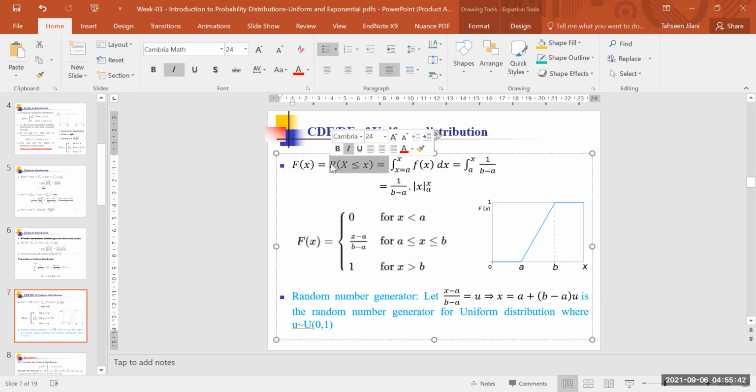Whenever we say cumulative, it means we add up the previous probabilities into the current probability. That's why it is called a cumulative function. You see, from negative infinity till A it is 0, then we have a straight line because it is a linear function, x minus A over B minus A. And then after reaching B, it remains 1.